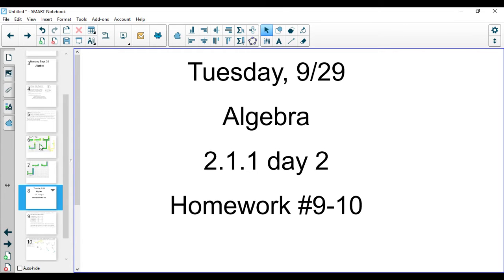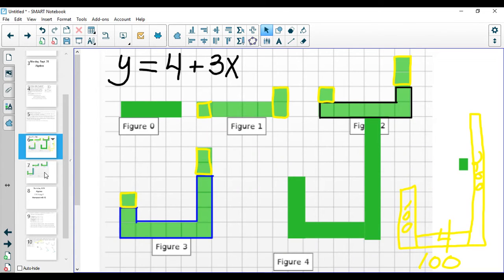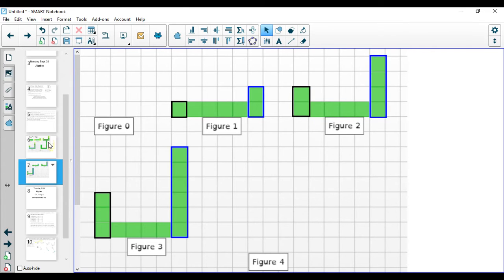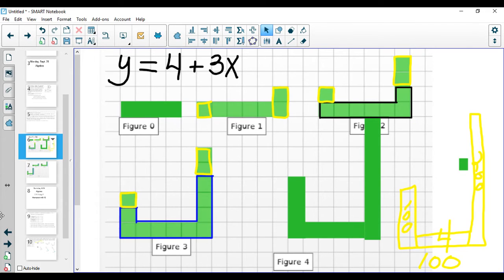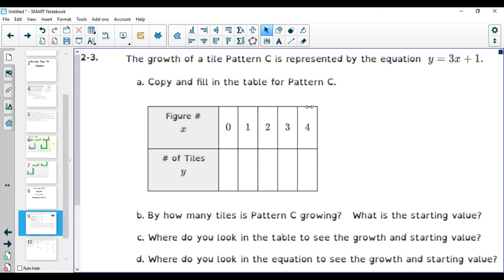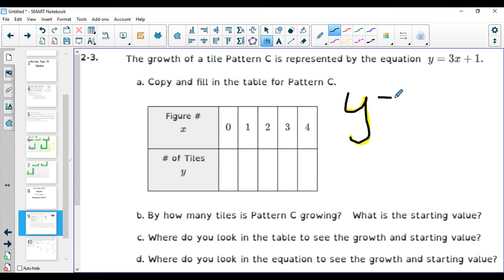So yesterday we were looking at patterns and how they grow and how we can extend them to get out to figure 100. Today we're going to look at what if we know the table, or if we're filling in the table based on the equation. So with the equation, we are told that y is equal to 3x plus 1.